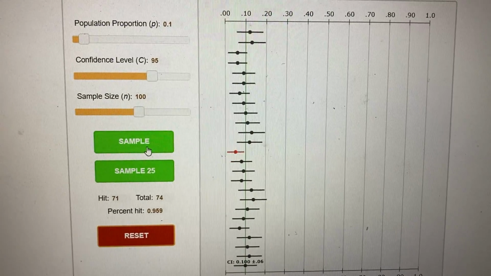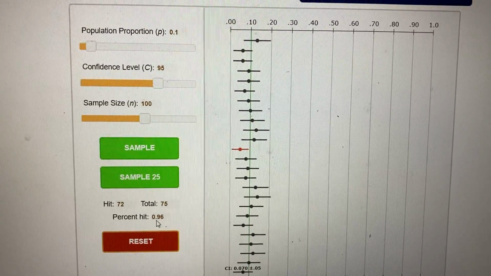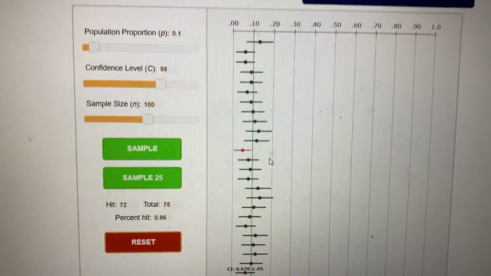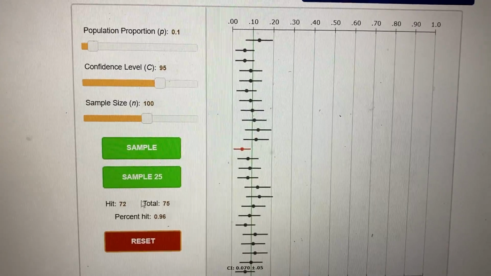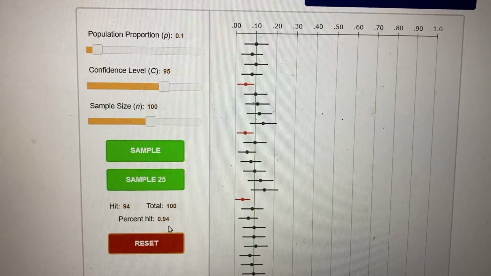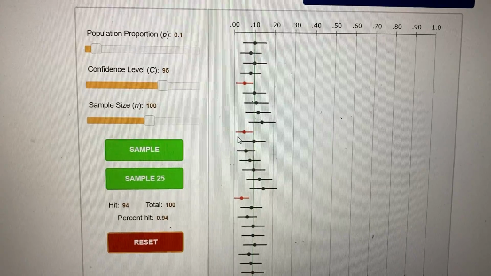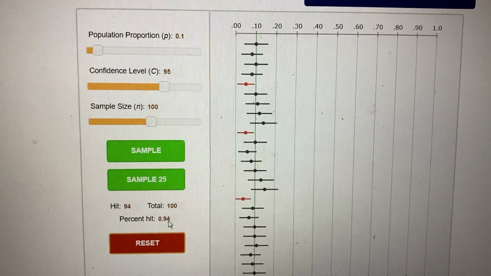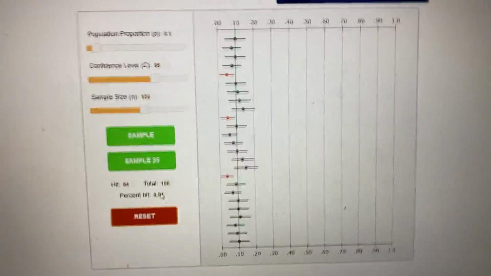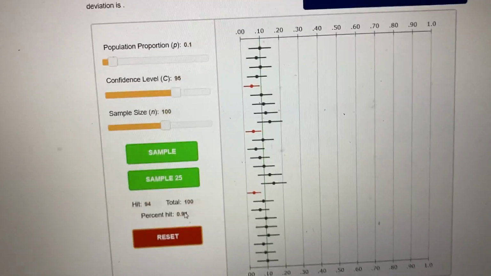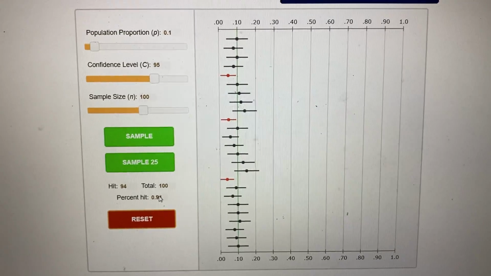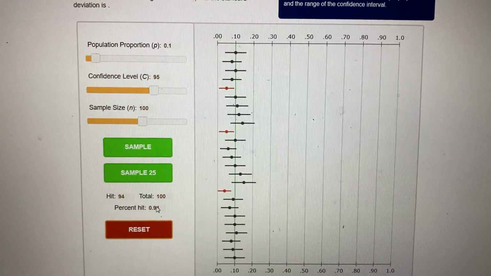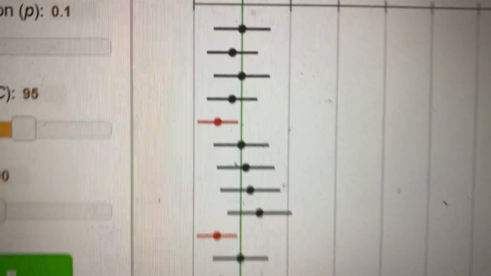I'm up to 75 and I'm at a 96% capture rate. 96% of my proportions so far have captured. It should be 95. I can do 25 here. Now I'm down to 94. I didn't hit on a couple of those, so now it went a little lower. So 94. But in the long run, if I keep taking samples, 95% of the samples should hit the true proportion, should be containing that green 10% mark. That's what's happening. All right, back to the notes.